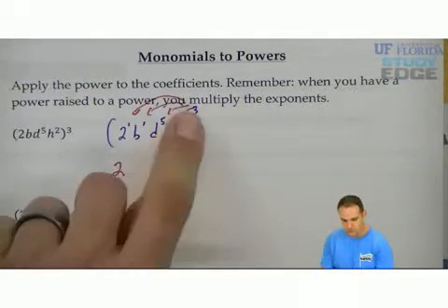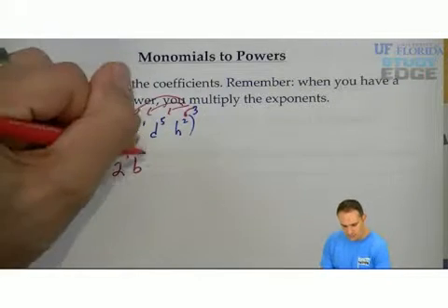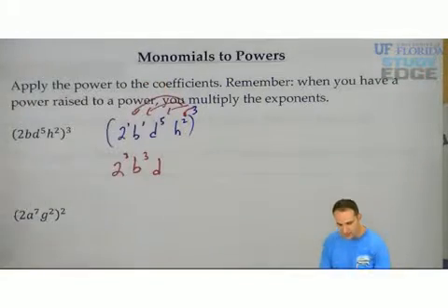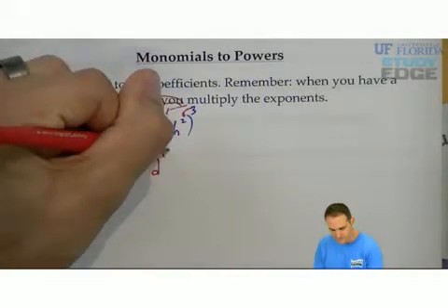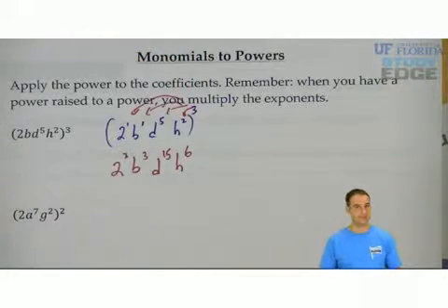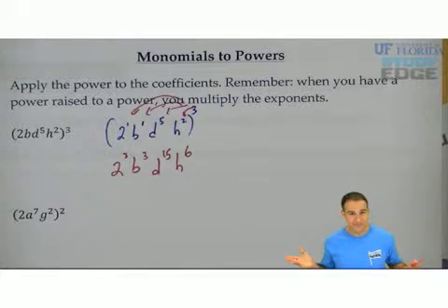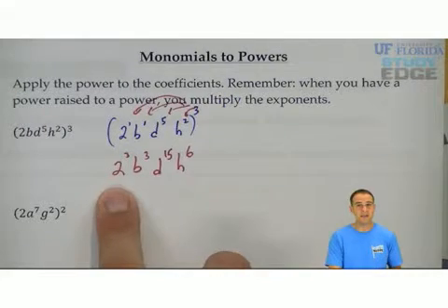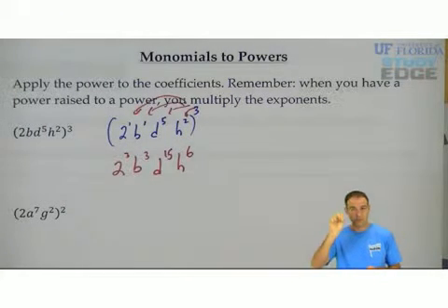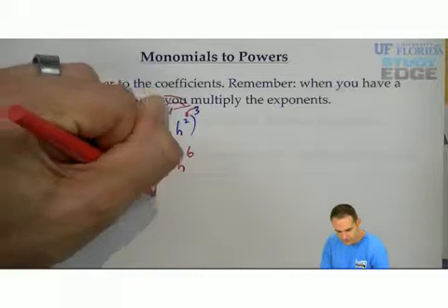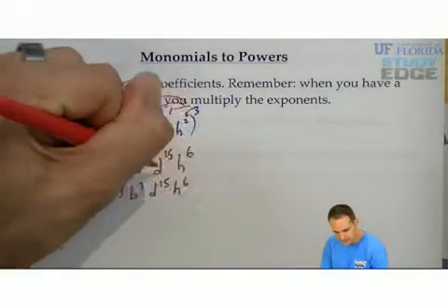That'll be 2 to the third power, b to the third power, because 3 times 1 is 3. D to the 3 times 5 is 15. And h to the 6th power. Am I done? Almost. 2 cubed, remember, is 2 times 2 times 2. 2 times 2 is 4, and then 4 times 2 will give you 8, and the final answer will be 8, b to the third power, d to the 15th power, h to the 6th.